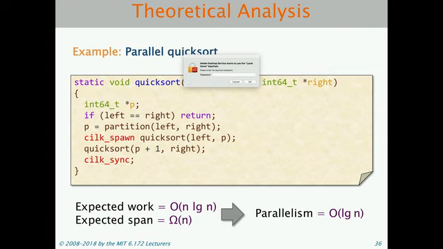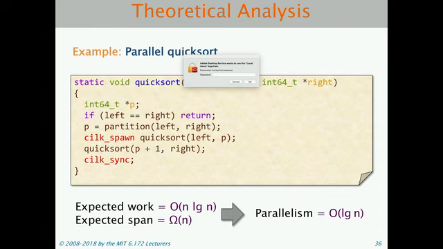So you just take the work divided by the span. So for the student who guessed that the parallelism is log base 2 of n, that's very good. Turns out that it's not exactly log base 2 of n because there are constants in these work and span bounds. So it's on the order of log of n. That's the parallelism. And it turns out that order log n parallelism is not very high. In general, you want the parallelism to be much higher, something polynomial in n.